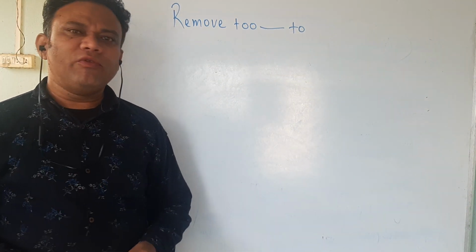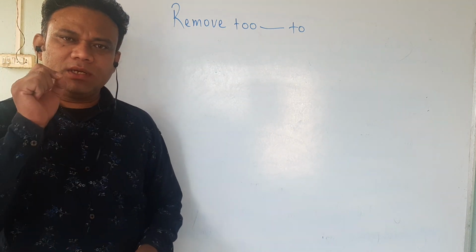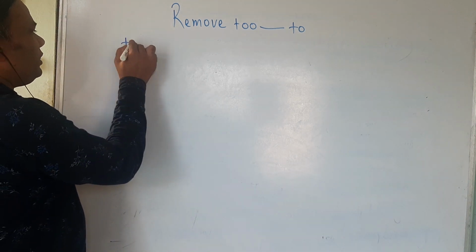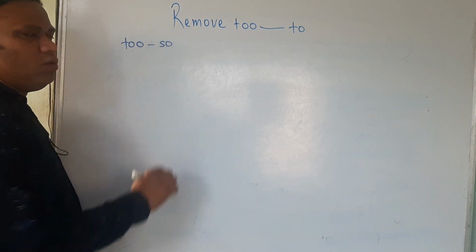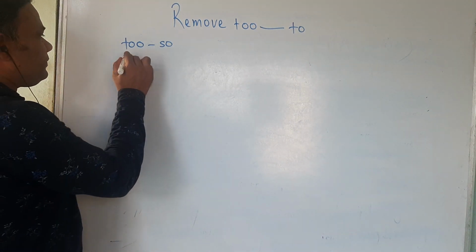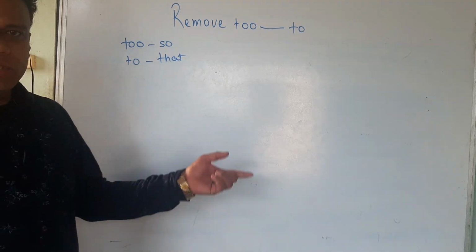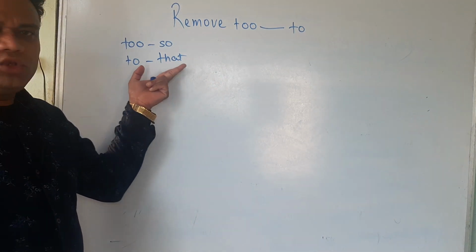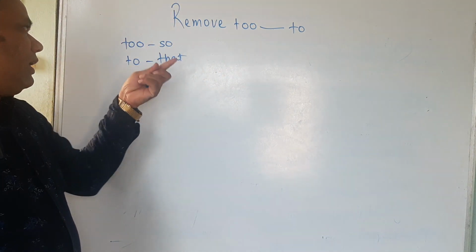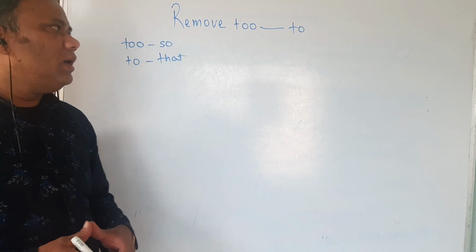So while removing to, "too" we have to replace with "so", and "to" we have to replace with "that". So first these two changes we have to make. "Too" we have to replace with "so", "to" we have to replace with "that".